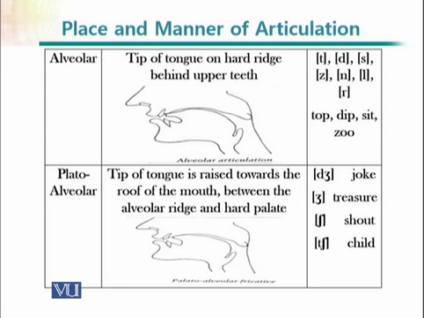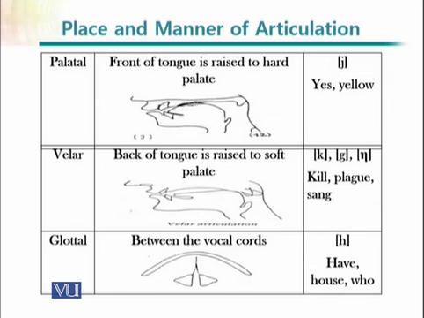We also have palato-alveolar sounds, which are produced when the tip of the tongue is raised towards the roof of the mouth between the alveolar ridge and the hard palate. Typical examples could be found in the initial part of the words joke, shout, and child. Palatal sounds are produced when the front of the tongue is raised to the hard palate, and these could be found in the words yes and yellow. Velar sounds are produced when the back of the tongue is raised to the soft palate, and the sounds like ka, ga in the words kill and plague are typical examples. Glottal sounds are produced between the vocal cords, and ha, the typical sound in words like have, house, who, could be cited as examples of glottal sounds.